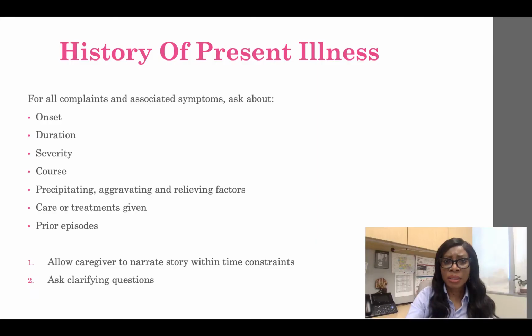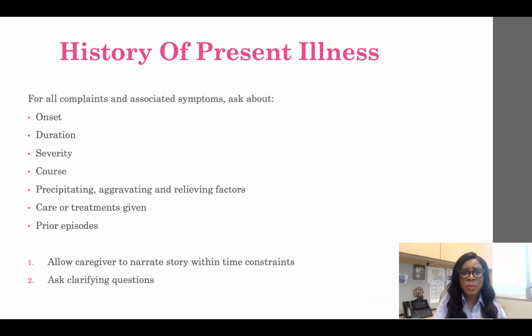So the next section is the history of present illness, and in this section you want to let the caregiver narrate the story in their own words, beginning from when it first began up until when you're seeing them. And for every complaint or symptom, you want to ask what the onset was, the duration, the severity, the course, and any factors that may have triggered or make the symptom better or worse.